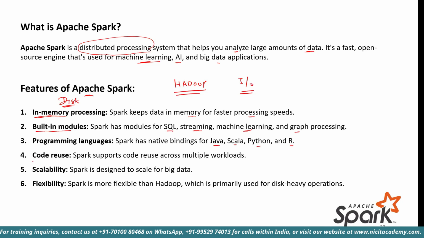and R. Okay. Next is code reuse. It supports code reuse across multiple workloads. From a scalability point of view, Spark is designed to scale for big data. And on flexibility, Spark is more flexible than Hadoop, which is primarily used for disk-heavy operations. Because if we have disk-heavy operations, we can use in-memory processing, and that is really making it fast. Okay.